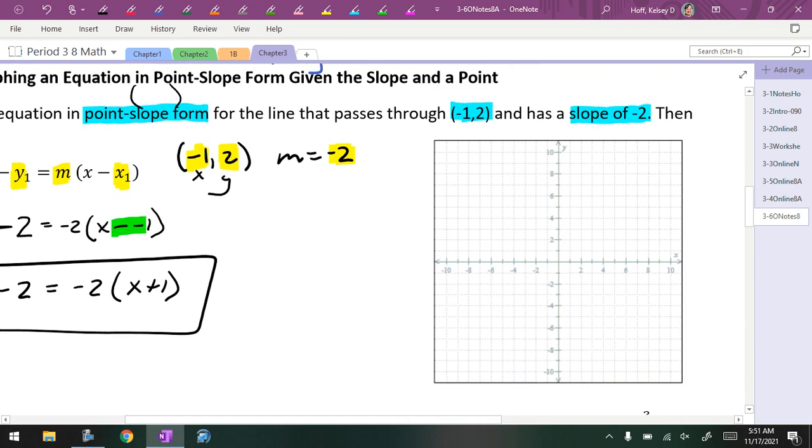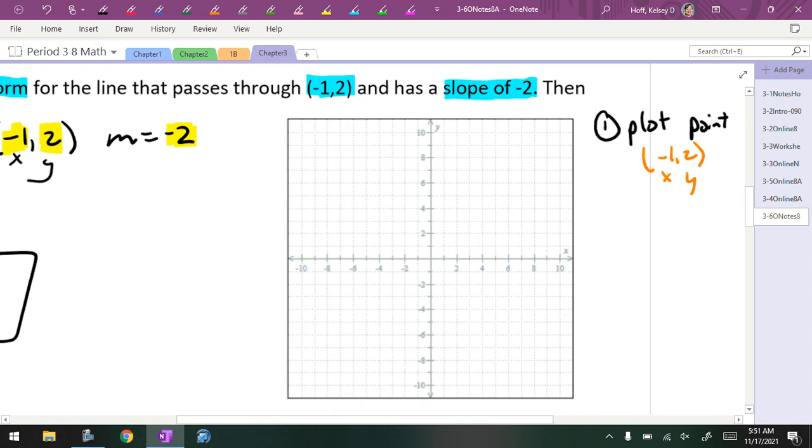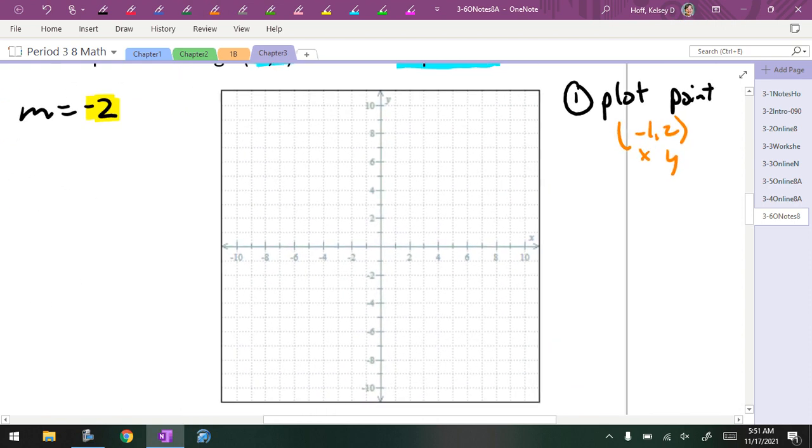Now, if we're going to graph this, not yesterday, but the last couple of days when we've graphed, we've always plotted the y-intercept. Well, we don't have the y-intercept. So the first thing you're going to do is plot the point that they gave us, which in this case was negative 1, 2. So on my graph, I need to plot negative 1, 2. Negative 1 is my x, 2 is my y. So I plot my point there.